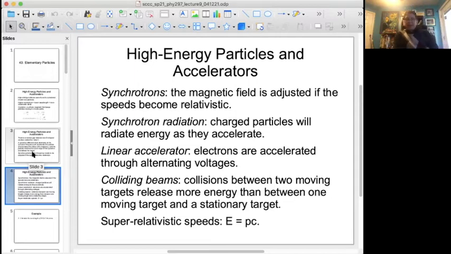In a linear accelerator, the electrons are accelerated through alternating voltages. So the electron is accelerated through a positive potential difference. And then as it reaches the end of that potential difference, the voltage shifts. So now it's moving in the direction of increasing potential difference again. And so it shifts as the electron changes position to maintain the electron's acceleration.